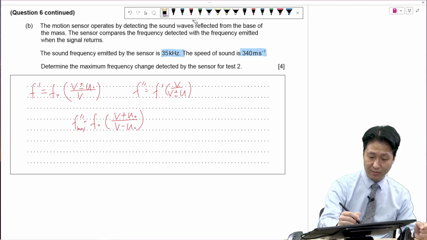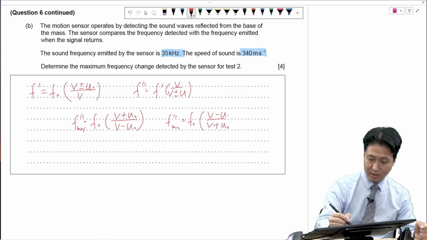And the minimum occurs when they're moving away from each other. It's the original frequency times the velocity of sound minus the velocity of the object, over the speed of sound plus the velocity of the object.